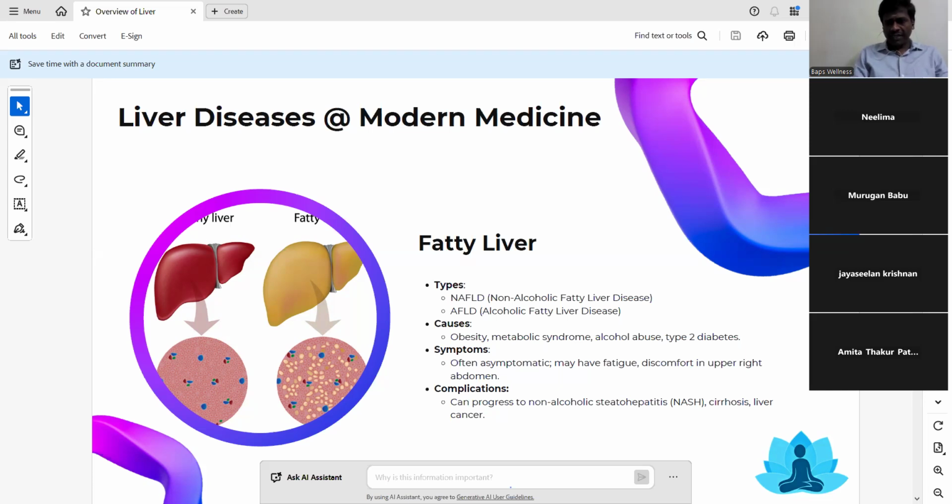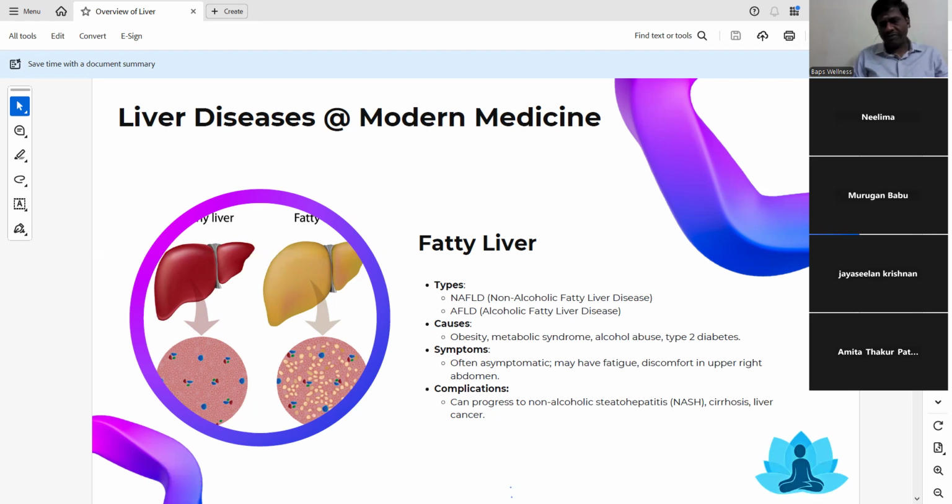So first we will see the alcoholic fatty liver, AFLD. It is the damage of the liver caused by excess alcohol consumption that leads to fat accumulation in the liver cells. When alcohol is consumed, the liver fights very hard to detoxify it. Even if one drop gets in, that influences and damages the liver hepatocytes.